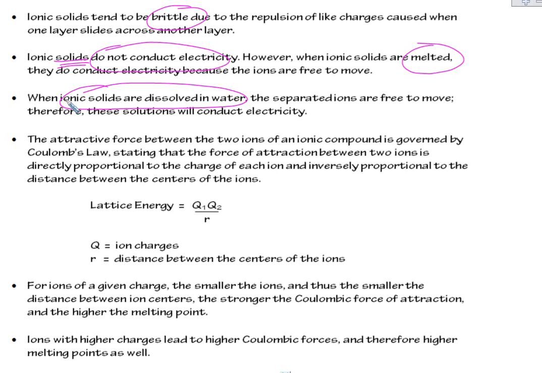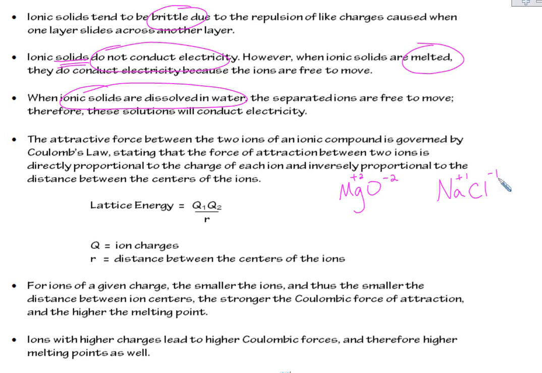So if I had something like magnesium oxide, those charges are +2, -2. Versus something like sodium chloride, where the charges are +1, -1. The number one factor that affects the strength of these ionic attractions is the charge. So the ion charges +2, -2 is going to be a stronger attractive force than a +1, -1.